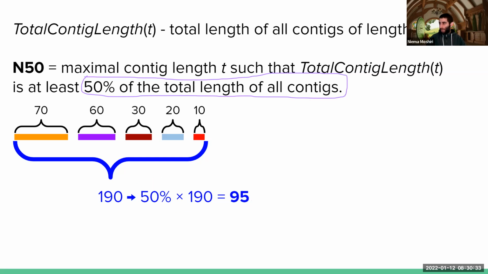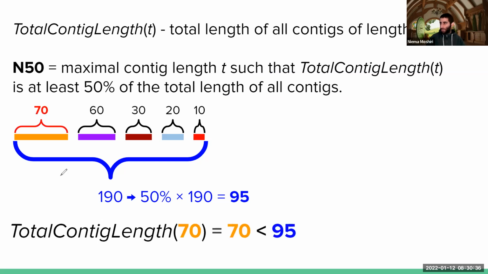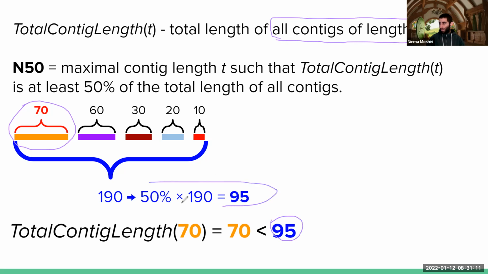So what we need to do now is see, if I just look at the single longest contig, the contig that has length 70, the total contig length of 70, so the sum of the lengths of all of the contigs at least length 70, well, there's only one contig that has a length greater than or equal to 70. So the total length, the sum of all of their lengths, well, there's only one, its length is 70. So 70 is less than 95.